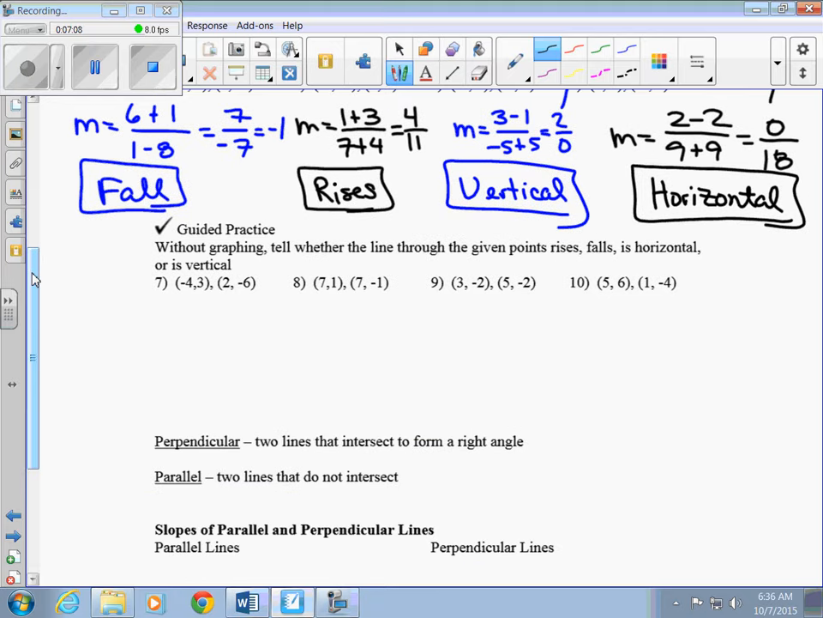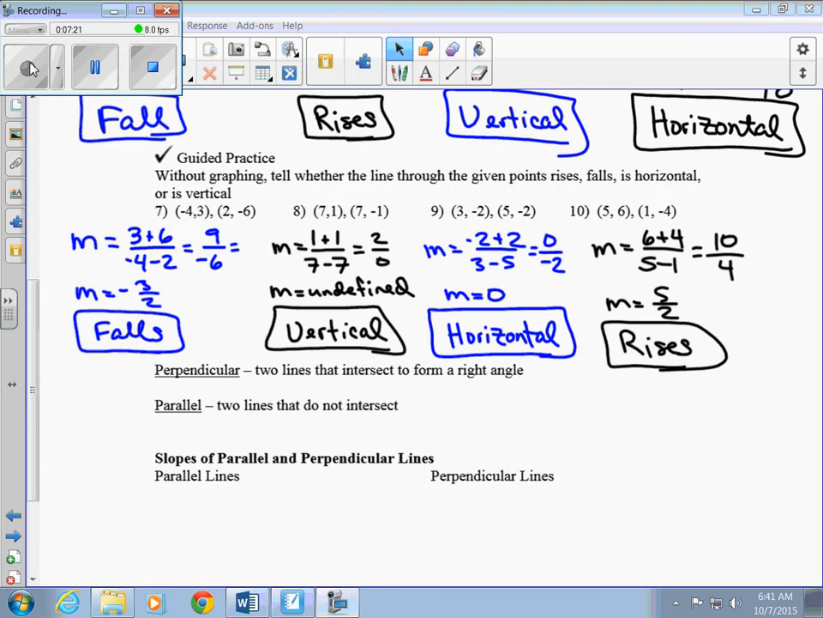So go ahead and take a couple minutes to do questions 7 through 10. And then when you're ready, you can go ahead and hit play. And here are the answers to your guided practice questions 7 through 10. Again, notice 8 is 2 over 0, so the slope is undefined, which makes it a vertical line. And number 9 is 0 over something, which is 0, so the slope is 0, which makes it a horizontal line.